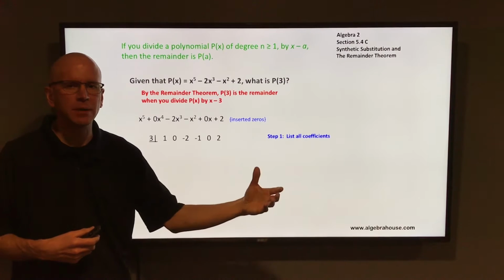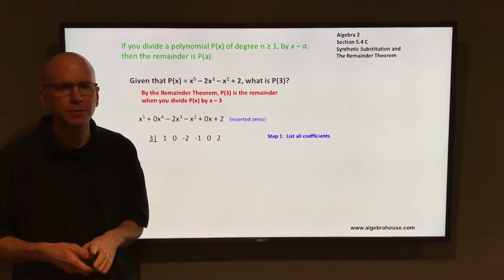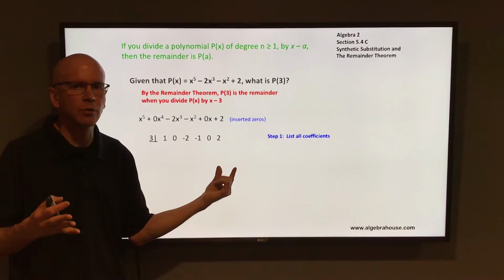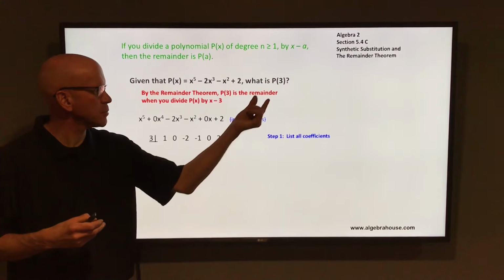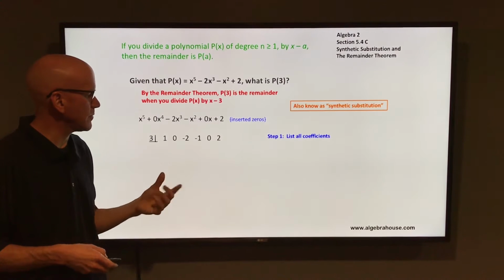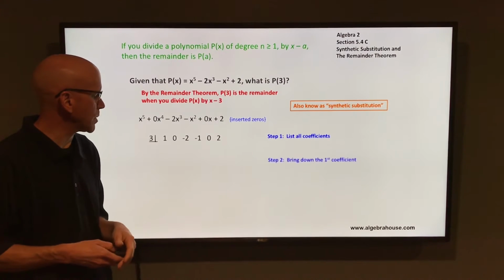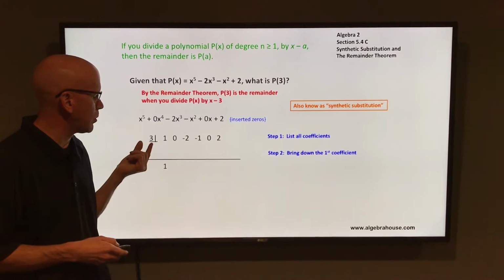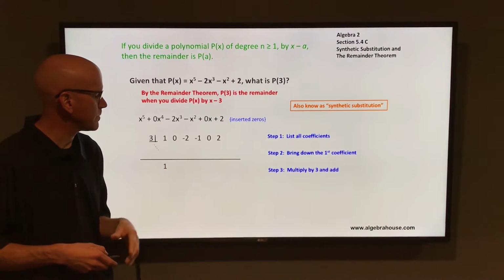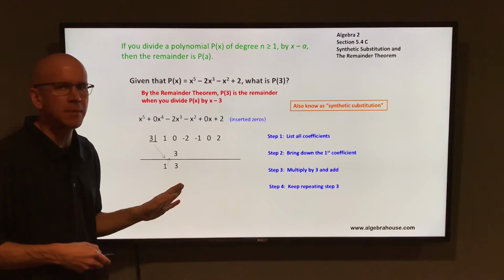And now you just proceed with the process of synthetic division, which in this case is synthetic substitution. That number we get on the end, that remainder, is the value we're looking for, the value that is when you substitute 3 in for x. So proceed with synthetic division, now known as synthetic substitution. In this case, bring down that 1. So bring down that first coefficient, and then multiply 3 by 1. That is going to be 3. And then you're going to add 0 and 3, which is 3.